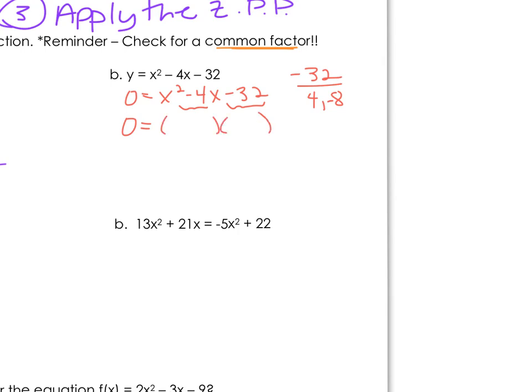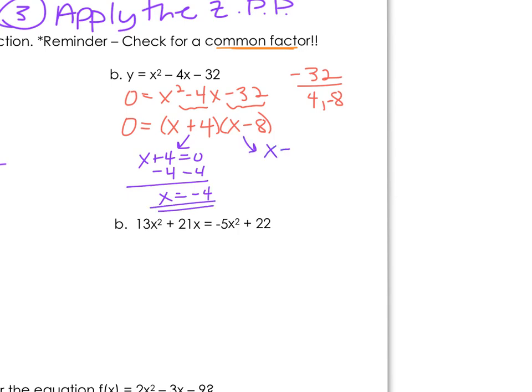We'll do our two parentheses, and now x squared will split up into x times x. The 4 is positive, so it's plus 4. The 8 is negative, minus 8. Once you have it in factored form, apply the zero product property. And now x plus 4 equals 0. Move 4 over. Please, again, take the time to do that. And we have negative 4 as an x-intercept. X minus 8. And move the 8 over.